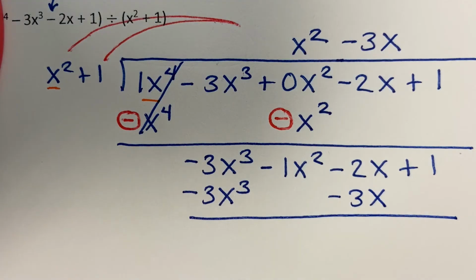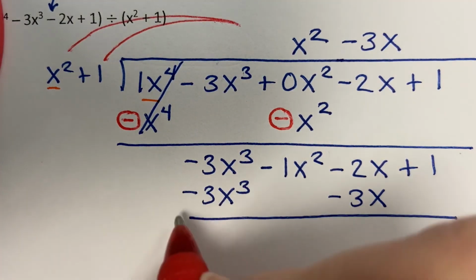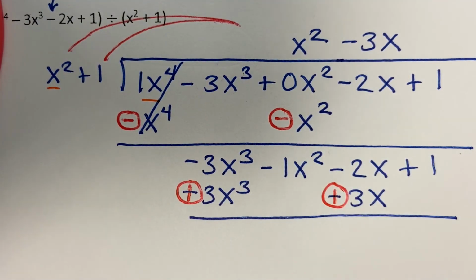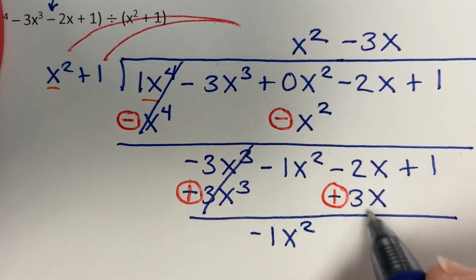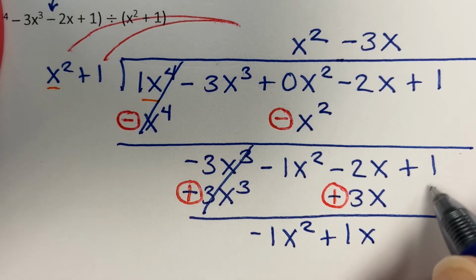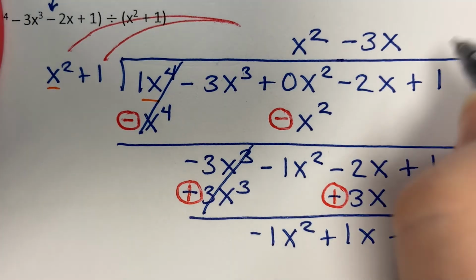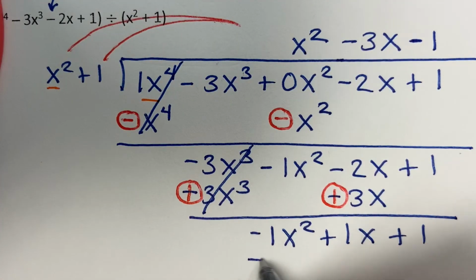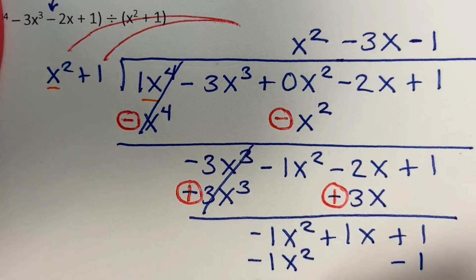Again, make sure you're lining things up. Because I need to subtract all of this, it's like distributing a negative, which changes my signs. Now this cancels, leaving me with negative 1x squared, positive 1x, positive 1. So x squared times what gives me negative 1x squared? Well, it would be a minus 1. Distribute, negative 1x squared. Distribute, negative 1 times 1 is negative 1.